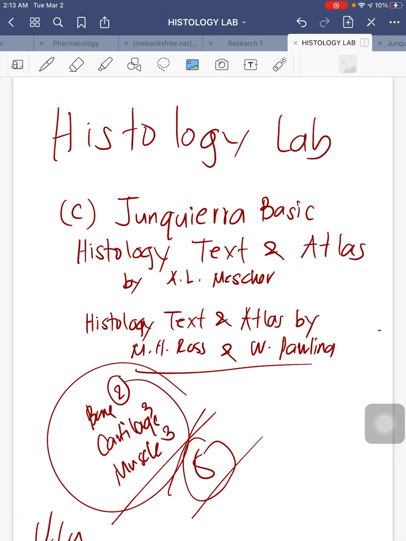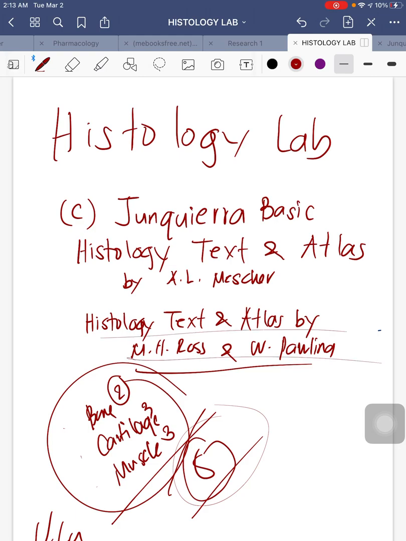Hello, my two tables. So today we're gonna tackle bone, cartilage, and muscle tissue. There's a total of 8 slides. Credits to Junqueira's Basic Histology Text and Atlas and Histology Text and Atlas by Ross and Pawlina, and also slides taken from the laboratory. Okay, so let's get right to it.